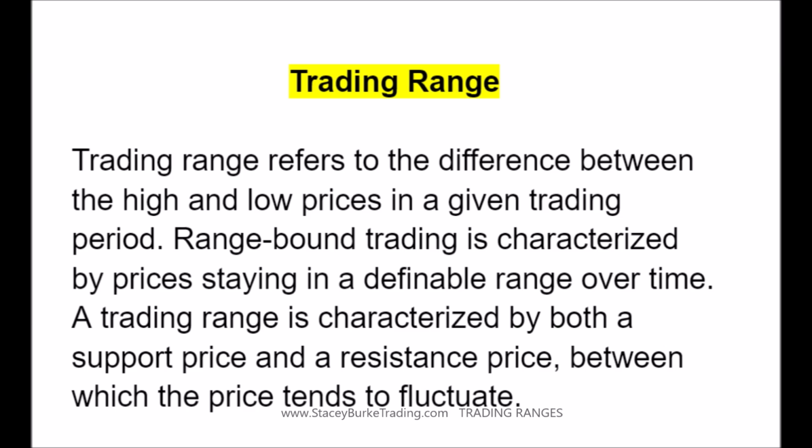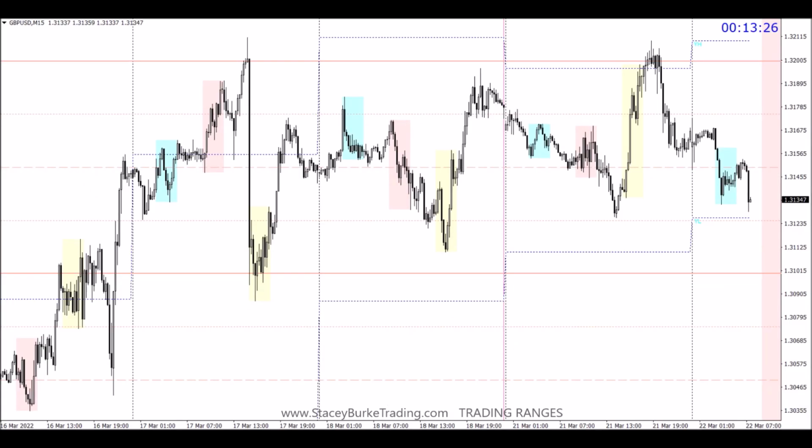So simple definition, trading range, easiest simple definition is it just trades back and forth between the low and the high. A trading range refers to the difference between the high and the low prices in a given trading period. Range-bound trading is characterized by prices staying in a definable range over time. A trading range is characterized by both a support price and a resistance price, between which the price tends to fluctuate. So I've talked about 100 pip boxes, and it's every single day when I start the day, I'm looking purely at the day itself. And I talked about this yesterday.